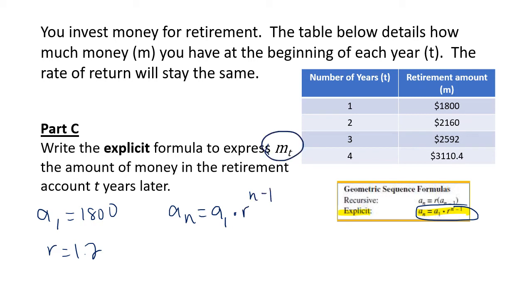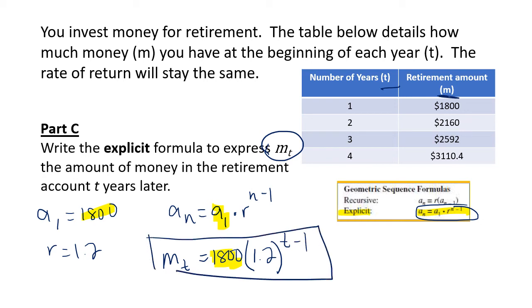Again, I want to use m sub t instead because I'm using the variables that were given to me in this problem. A sub 1 is the 1800, so that's what I'm going to plug in here. I'm going to multiply that by my common ratio of 1.2, and instead of using n, that's my t, so it'll be t minus 1. This is my explicit rule.